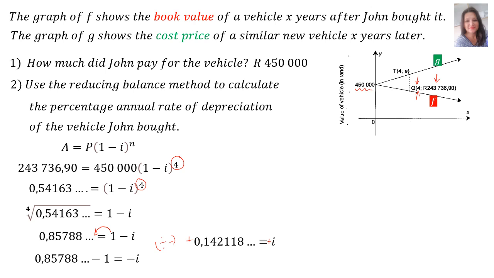All right, and what were we looking for? The reducing balance method, the percentage annual interest rate. Therefore, I will multiply by 100, and the rate is 14.21%.